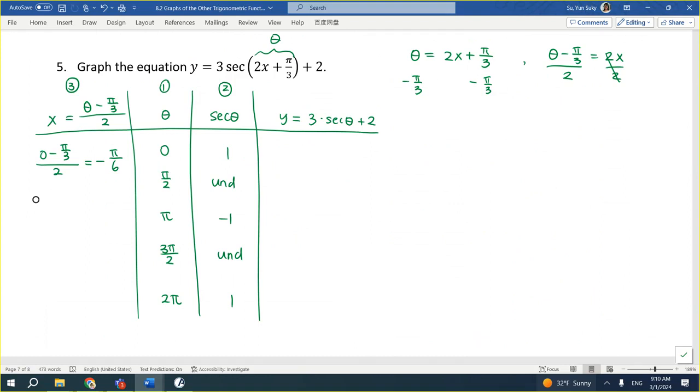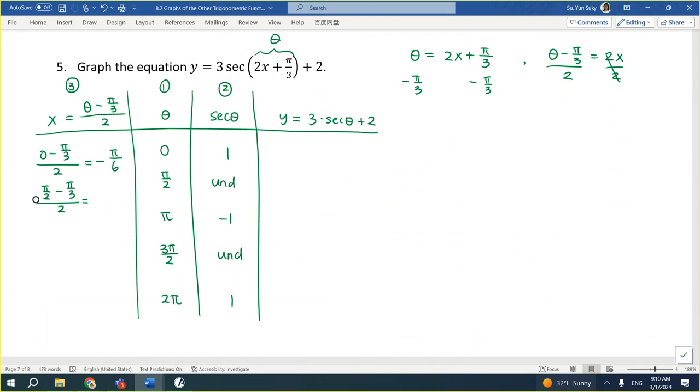Okay. All right. So next, when we plug in theta is pi over 2: pi over 2 minus pi over 3, over 2. What do we get? Don't forget to watch the recording for the first 10 minutes, where we set up the problem. Okay. What is pi over 2 minus pi over 3?